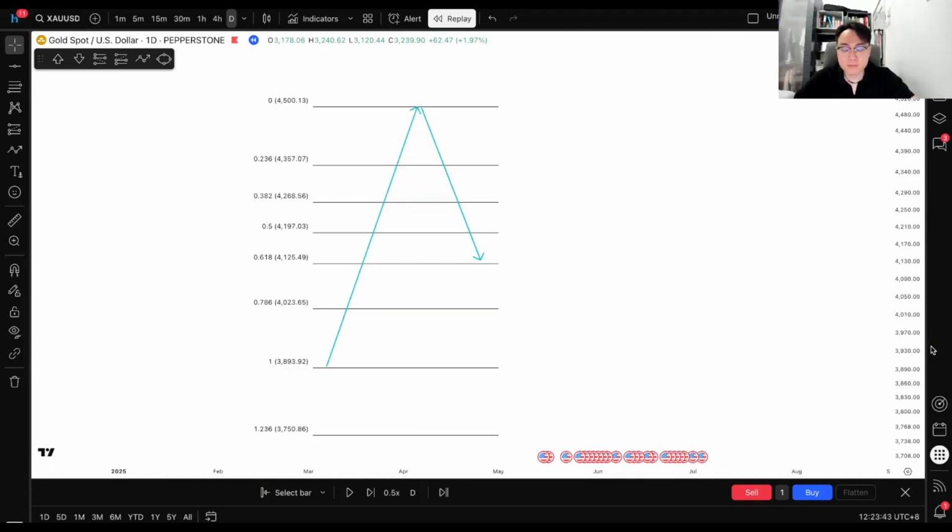Now let's talk about what all these levels are about and how they can help us to find out the daily bias, the support levels, and the target level or pivot point, et cetera.